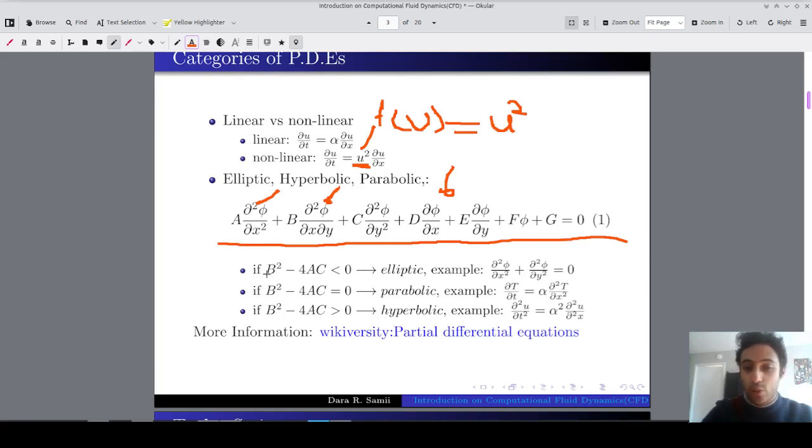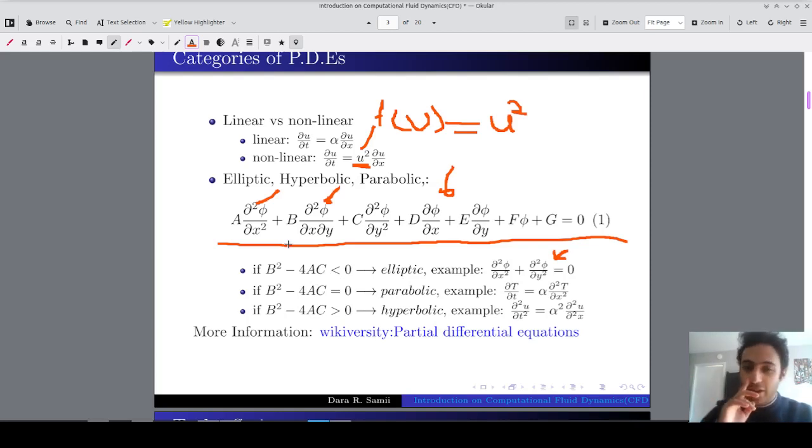Based on these constants, the function is defined in three names. If b squared minus 4 times a times c is below 0, negative, we call it elliptic. For example, we have the famous Laplace equation. If you plug the constants in equation 1, you can see b is 0, a is 1, c is 1. So 0 minus 4 times 1 is less than 0. So we consider this equation elliptic.